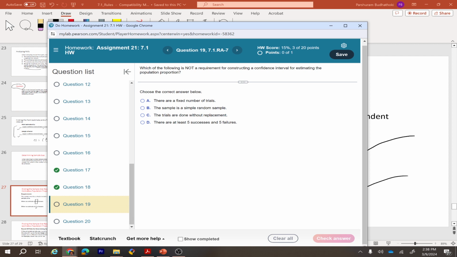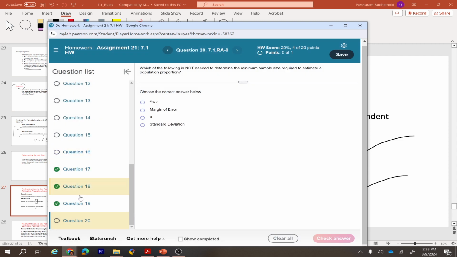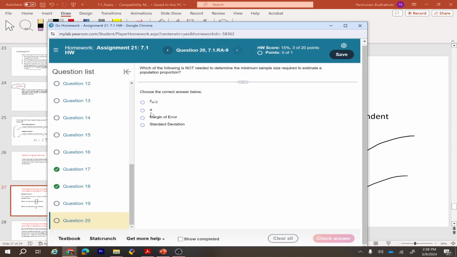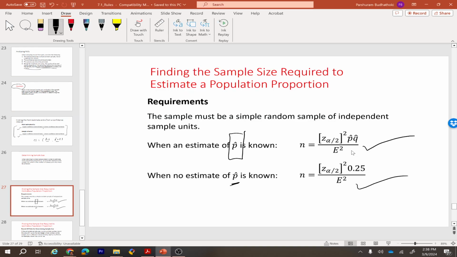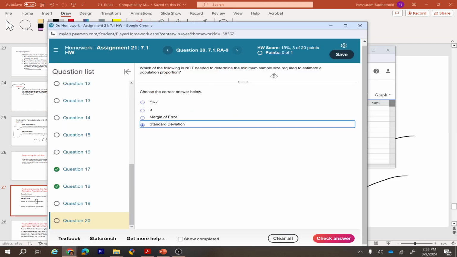And which of the following is not a requirement for constructing a confidence interval? There are a fixed number of trials. This is a requirement. The sample is a simple random sample. This is a requirement. The trials are done without replacement. This is not part of estimating the population proportion. And finally, which of the following is not needed to determine the minimum sample size? Standard deviation is not needed. If you look at the formula, the standard deviation is not needed for sample size.